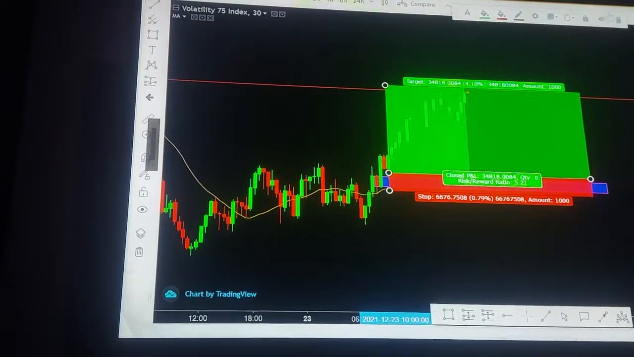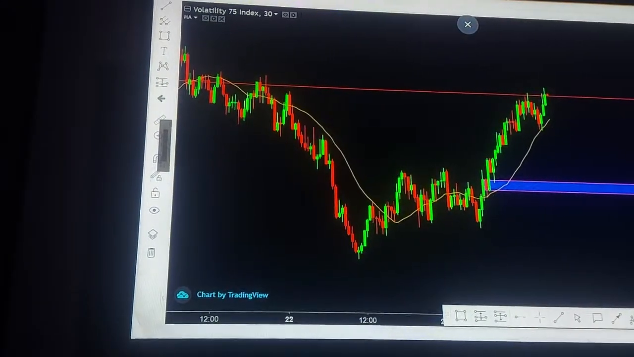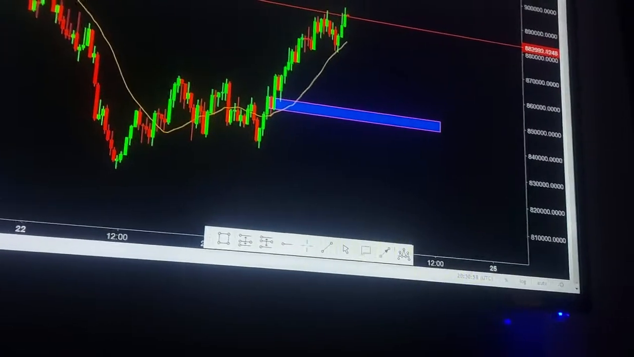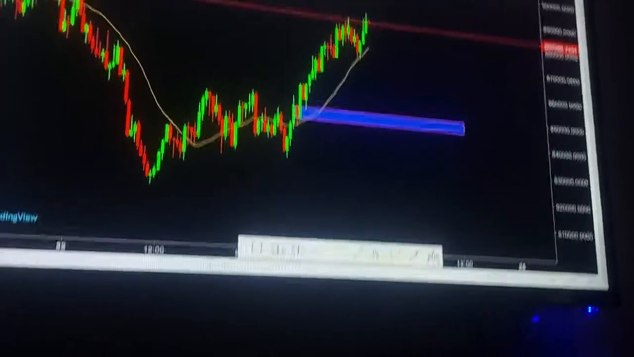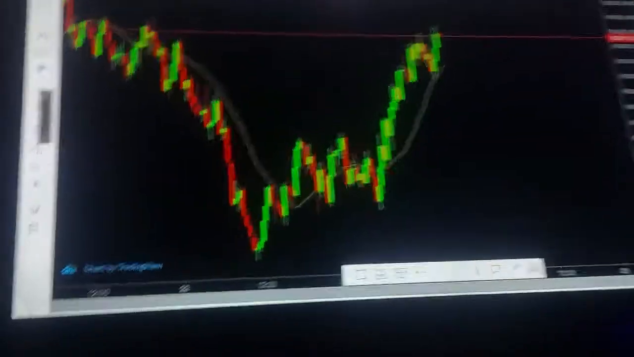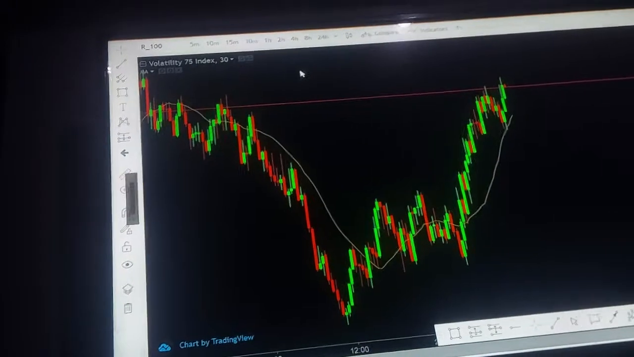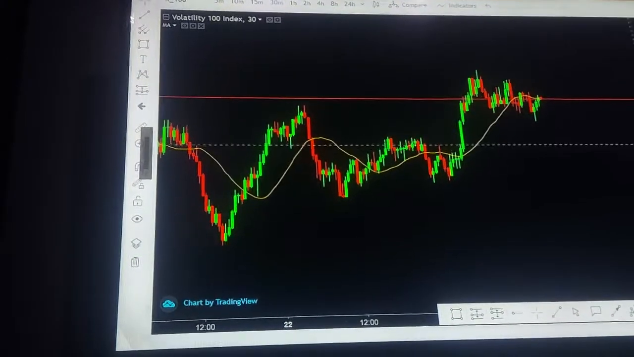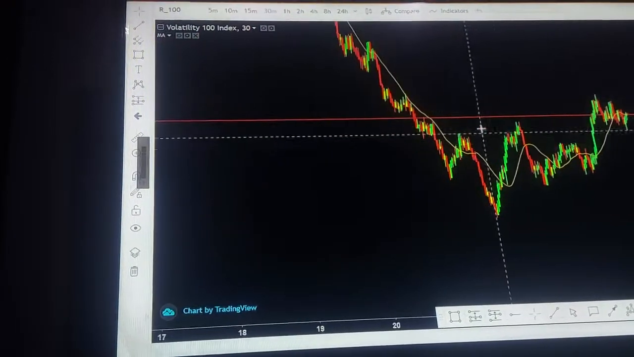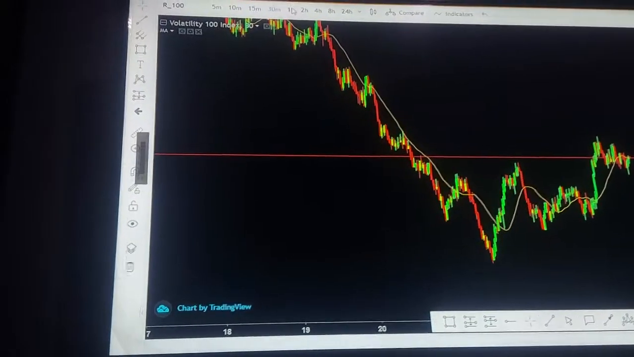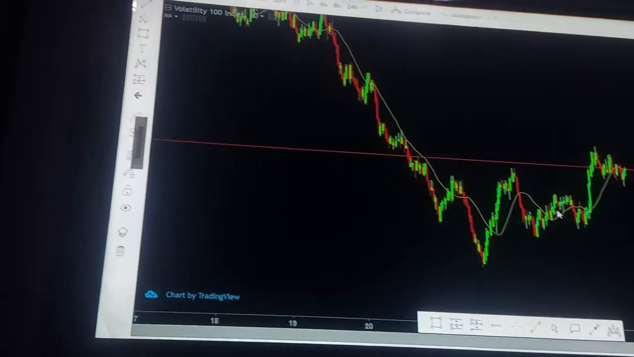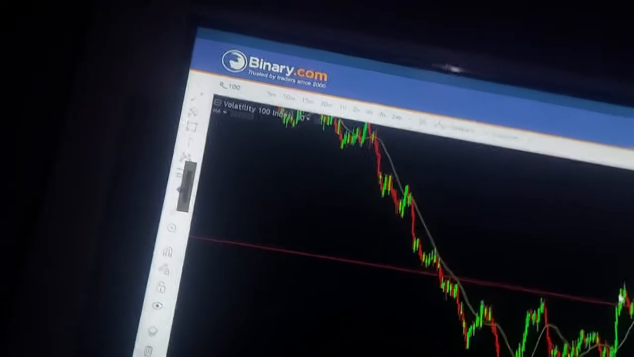This is today's setup. And on VIX 100, let me quickly show you what I am presently waiting for. This is VIX 100. Actually we are in a downtrend generally on VIX 100, but I'm waiting for a reversal. Why am I waiting for a reversal? Let me show you the reasons. I want to take a reversal trade.